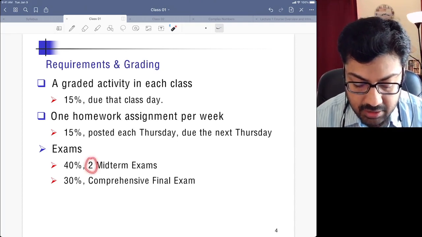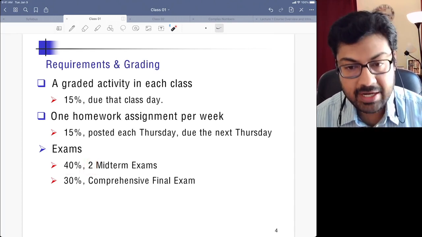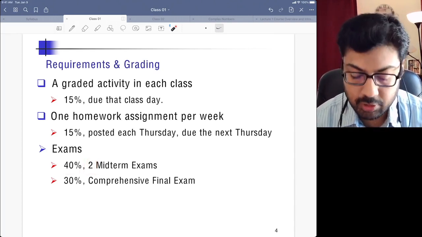For the 2 midterms, it's going to be 20% each, and the final exam, which is comprehensive, is 30% of your grade.